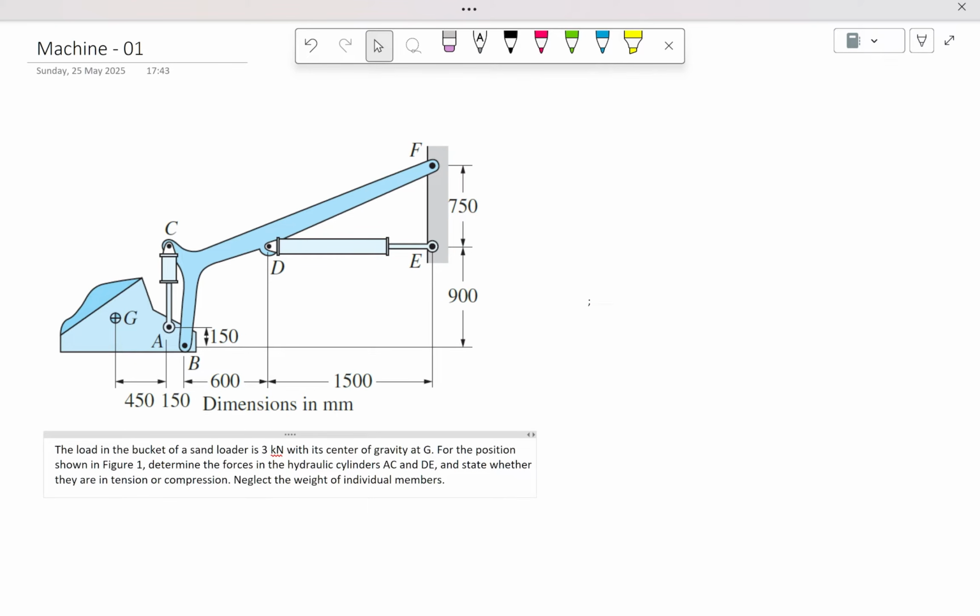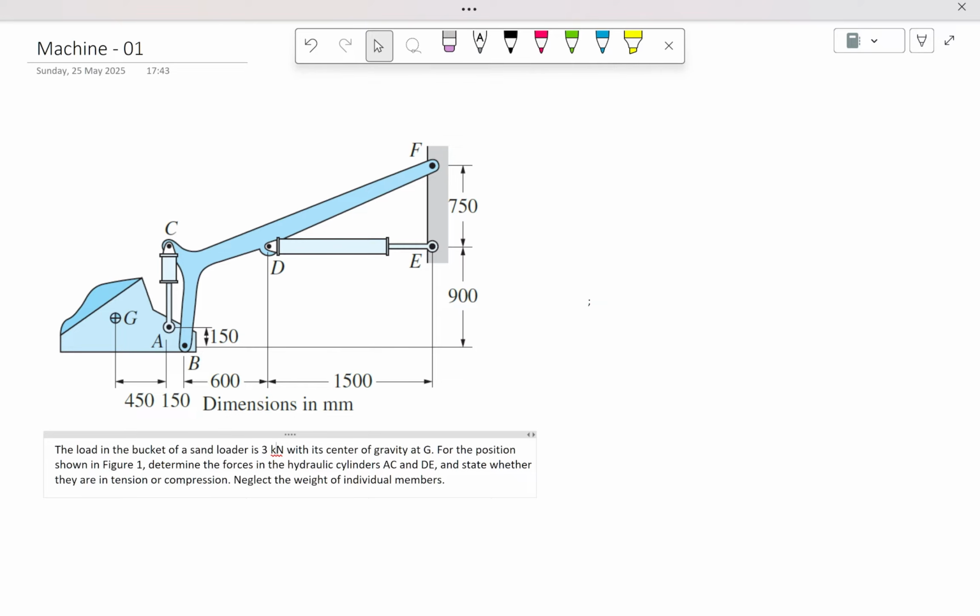It's about a machine. The load in the bucket of a sand loader is about 3 kilonewtons and its center of gravity is located at G. For the position shown here in figure 1, we need to determine the forces in the hydraulics AC and DE, and state whether they are in tension or compression. We need to neglect the weight of the individual members. So basically, it's just the weight of the sand.